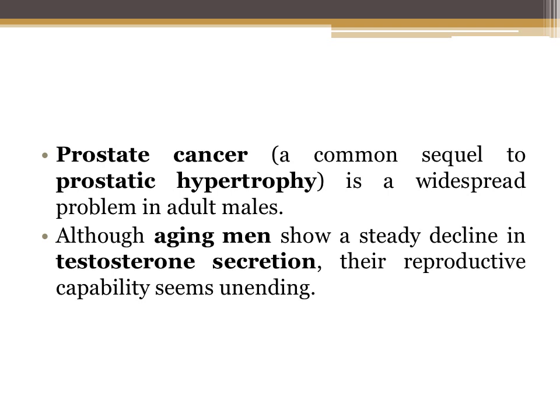Alright, so although aging men show a steady decline in testosterone secretion, their reproductive capability seems unending. Meaning in here that though their testosterone decreases as they grow older, they can still get a woman pregnant. So that's why there are some jokes that even an old man can get a woman pregnant. All right.